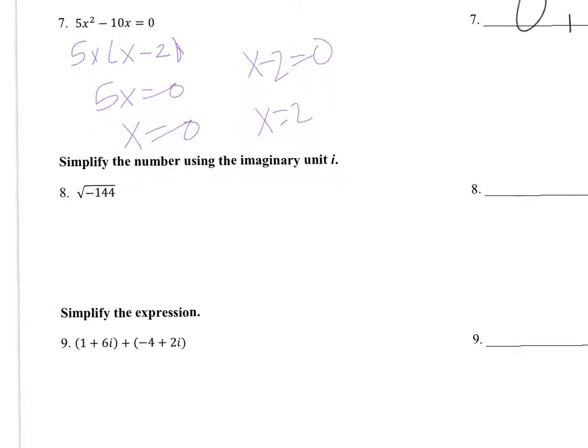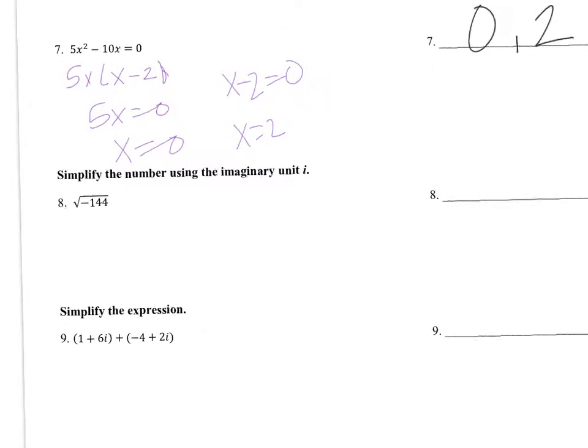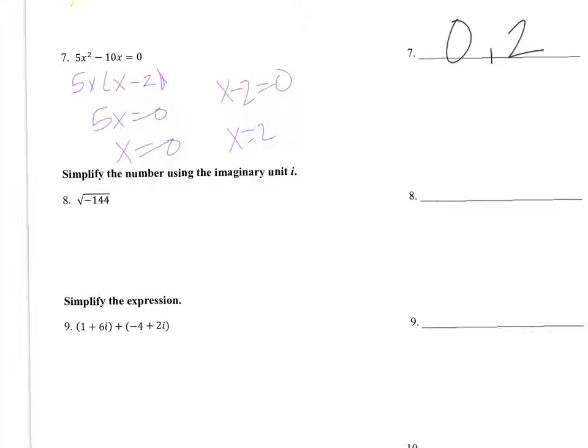Imaginary. When I'm writing this, I can rewrite this as the square root of negative 1 and the square root of 144. The square root of 144 is 12, and the square root of negative 1 is i, and I'm done. That's all. Next one.